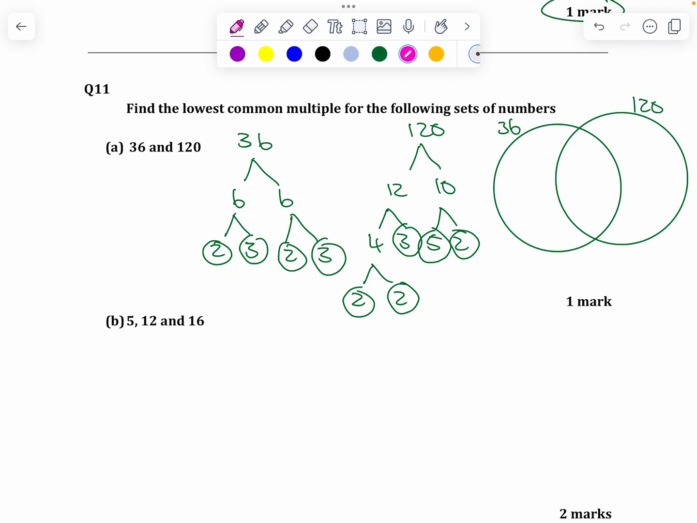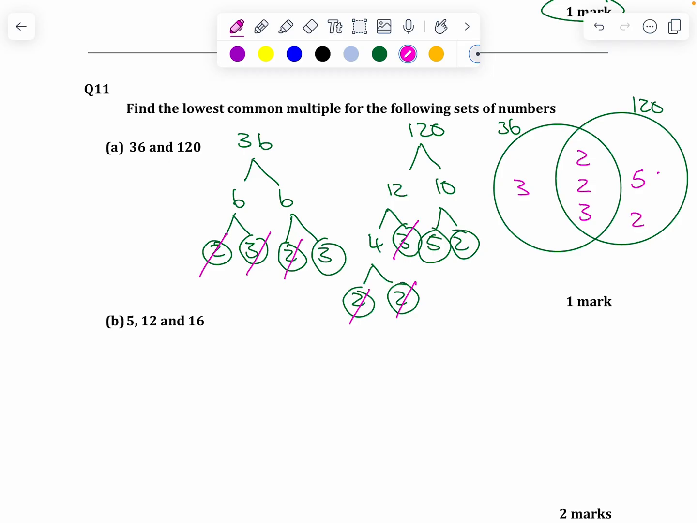120. So I've got a 2 that appears in both. Another 2 that appears in both. A 3 that appears in both. And I think that's it. So what's left for 36 is a 3 here. What's left for 120 is a 5 and a 2.